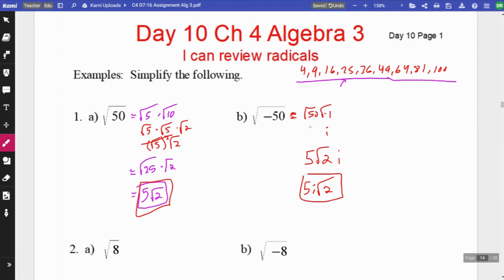And so a lot of people, every year, people freak out with imaginary numbers, but ultimately for our purposes, all I've got to do is rewrite this thing as a positive and then put an i out front. That's all that happened. So this thing right here is the same as i square root 50, and then square root 50 turned into that. We just put the i out front.